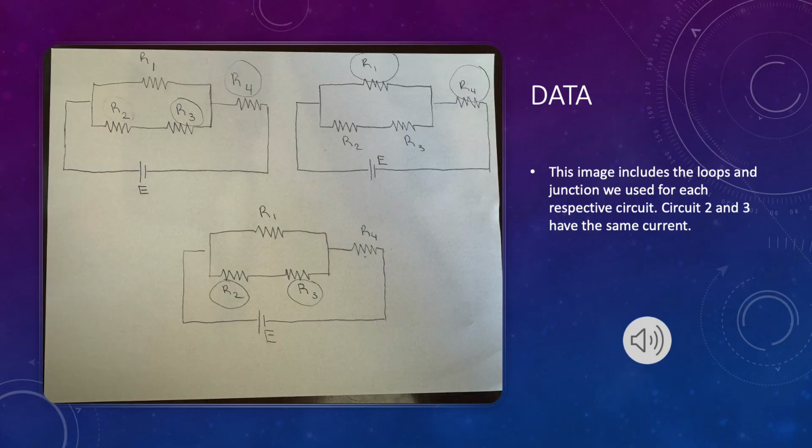Finally, we recorded the current and voltage values and repeated the same steps for each resistor. Data: this image includes the loops and junction we use for each respective circuit. Circuit 2 and 3 have the same current.